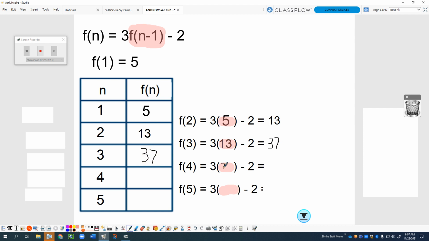Then I'm going to plug in 37. 3 times 37 minus 2 is 109. Plug in 109. 3 times 109 minus 2, so my last term is 325.